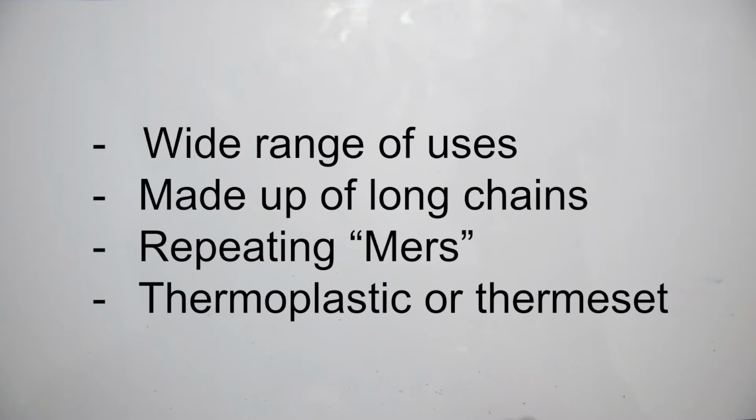To summarize, polymers have a wide range of uses and can be found almost everywhere. They are made up of long chains of repeating units called mers and can either be thermoplastic or thermoset, depending on their degree of cross-linking. Thank you for watching this intro video on polymers.